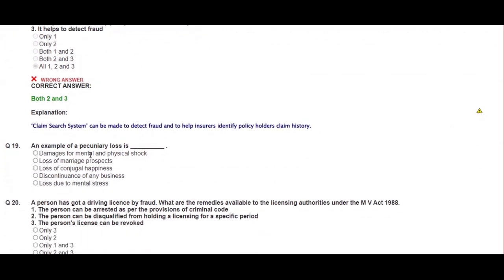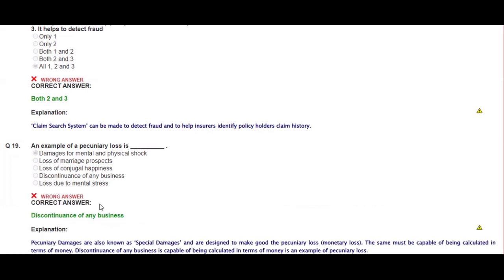An example of pecuniary loss is loss of marriage, damage of mental and physical sex, discontinuation of any business.